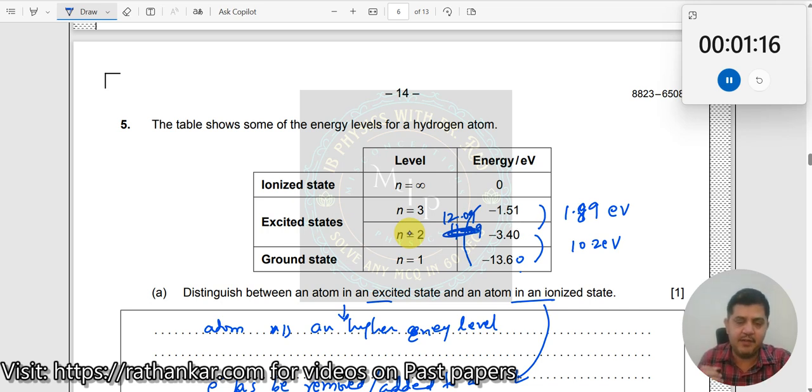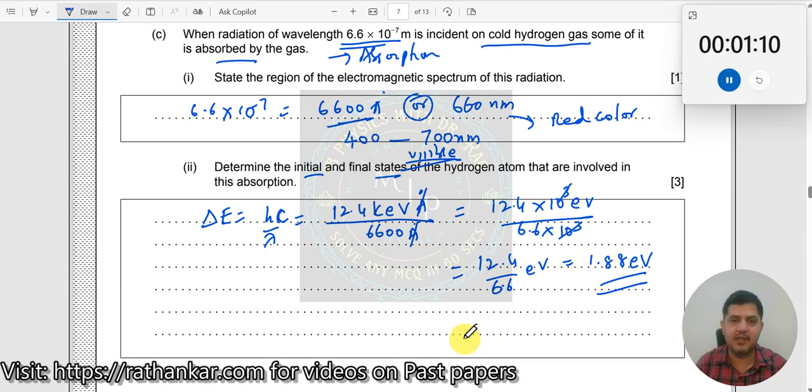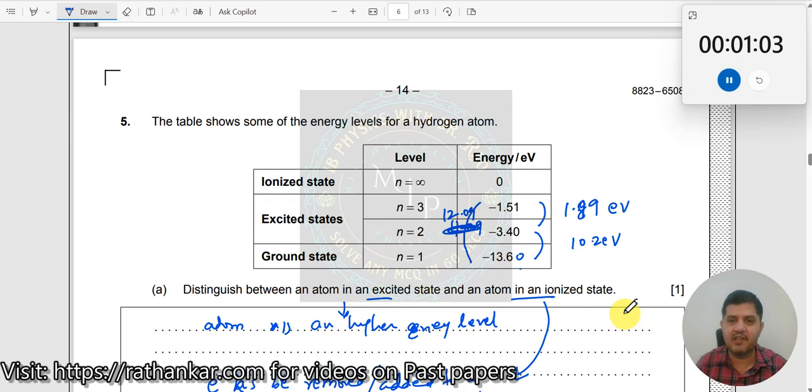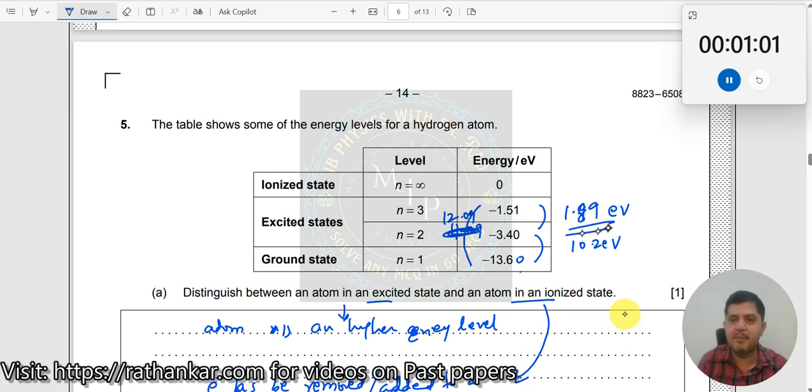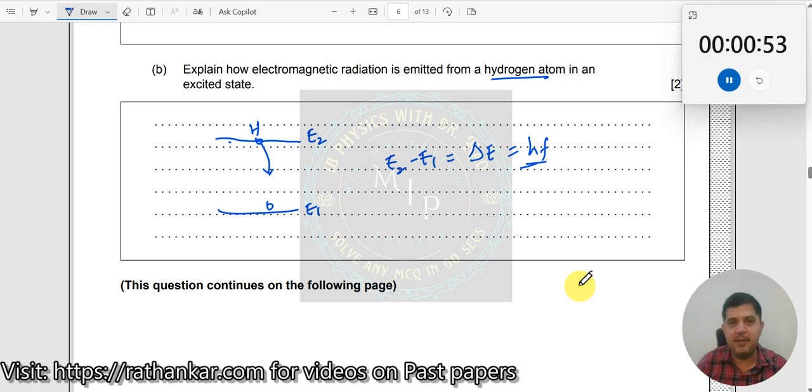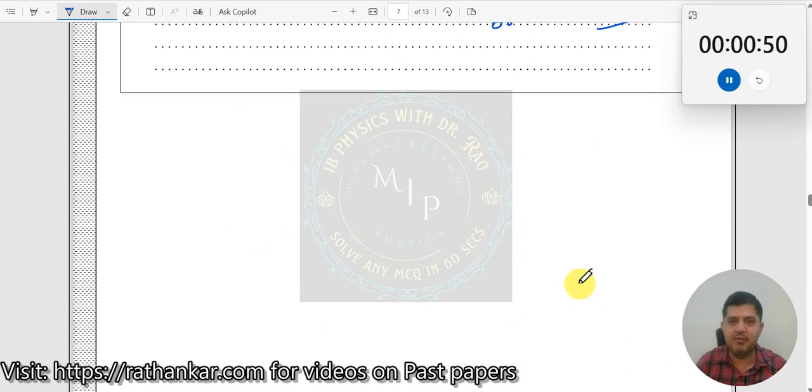Why did I find the energy differences? Because when you have an energy difference, a photon is emitted. We already found the photon energy here. What is the energy difference here? 1.88 electron volt. Which does it correspond to here? It corresponds to 1.89 here. Therefore, the electron is transitioning from n equal to 3 to n equal to 2. If it is an emission spectrum, n equal to 3 to n equal to 2 is good.